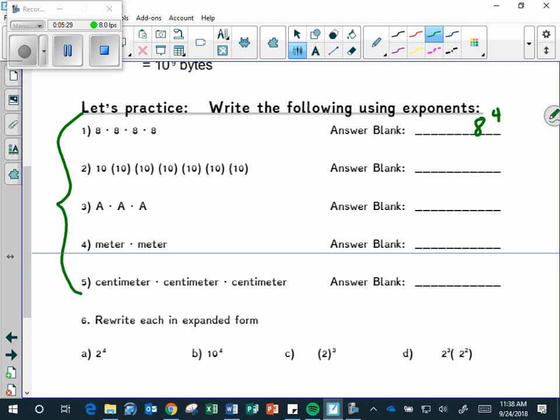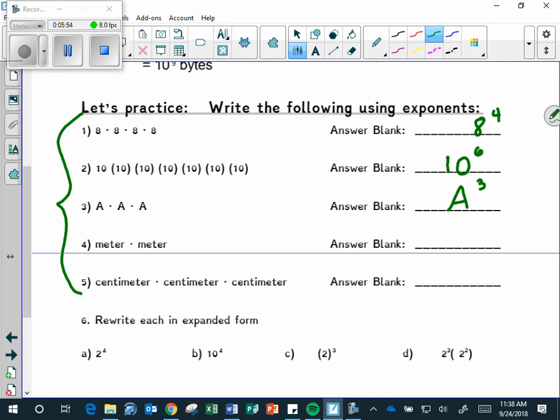Count up how many times you're multiplying 10 by itself: 1, 2, 3, 4, 5, 6. So your base is 10, and how many times you're multiplying it by itself is your exponent. It works the same way if you have something that's not a number. A times A times A, the base would be A, and you're multiplying it by itself 3 times.